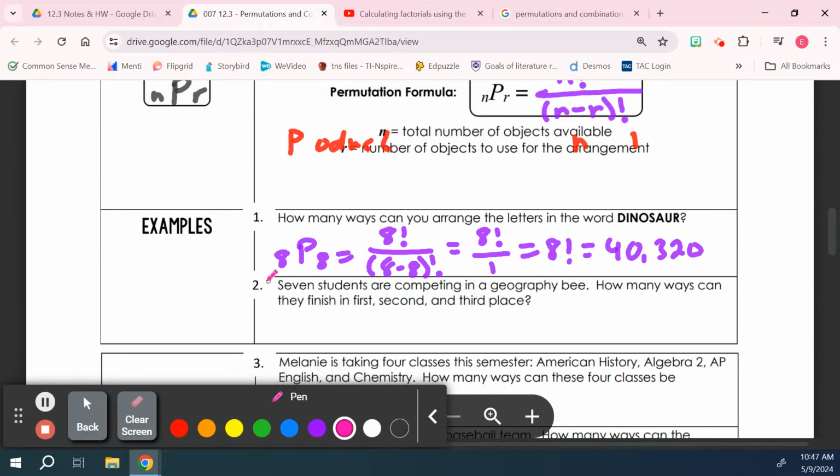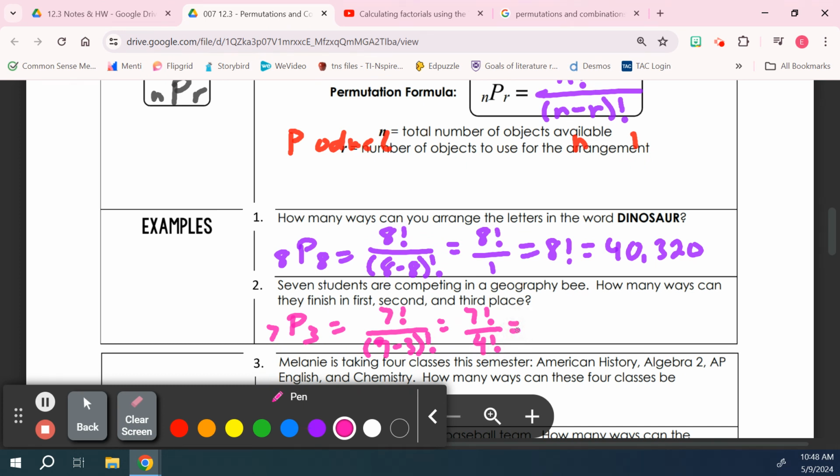Okay. Example 2. 7 students are competing in a geography bee. How many ways can they finish in first, second, and third? So this is 7P3. There's just 3 total spots, but there's 7 competing. So this is going to be 7 factorial over 7 minus 3 factorial, which gives us 7 factorial over 4 factorial.